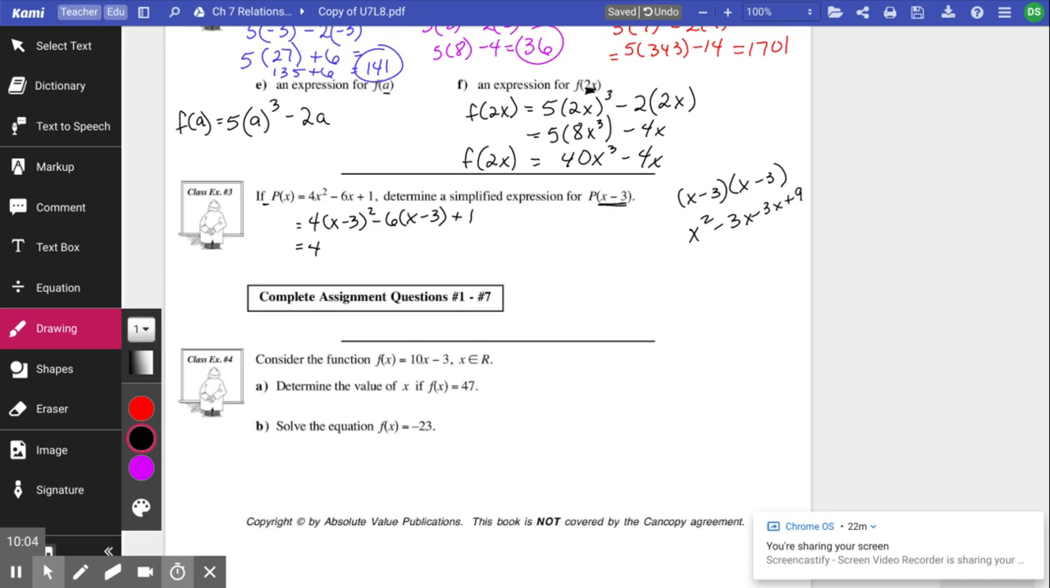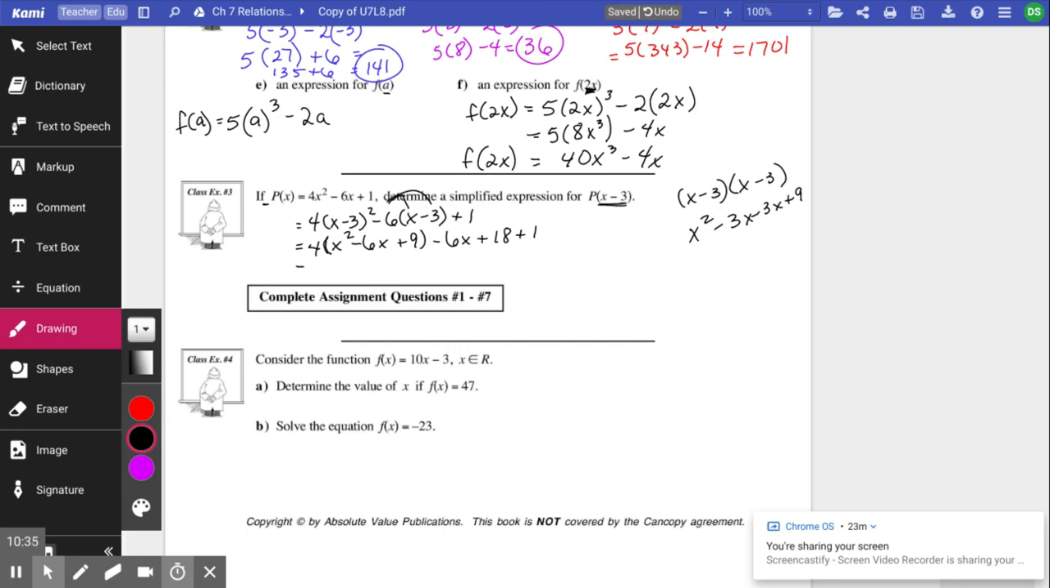So I'm going to put that back over here in my equation where I have the 4. I'm going to put x squared. I'm going to go minus 6x. I'm going to put those two middle terms together, add 9, and carry on. Now at this point, I'm going to take the negative 6 and multiply it inside. Notice it becomes a plus 18. It's a negative 6x plus 18, then plus 1.